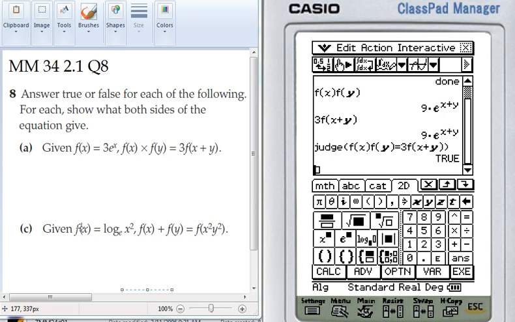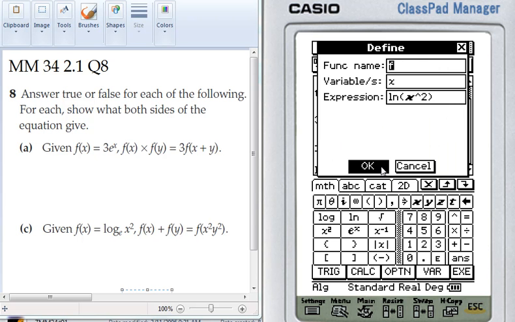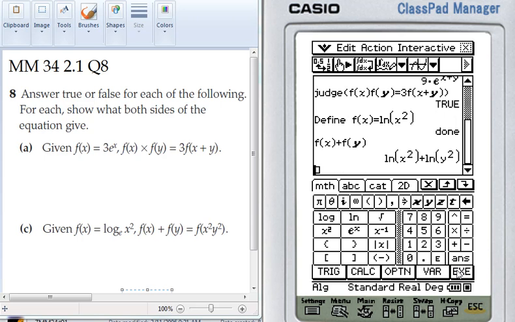Part C changes the expression to f of x equals log base e of x squared, so I'll define that. Go to Math and choose the natural logarithm, and I wish for x squared. Close the bracket, select it, Interactive, Define, and I'm going to define that as f, and that will replace the previous definition I had for f. I'm wanting f of x plus f of y as the left hand side, so f of x plus f of y. So the left hand side of my expression equals the logarithm of x squared plus the logarithm of y squared.